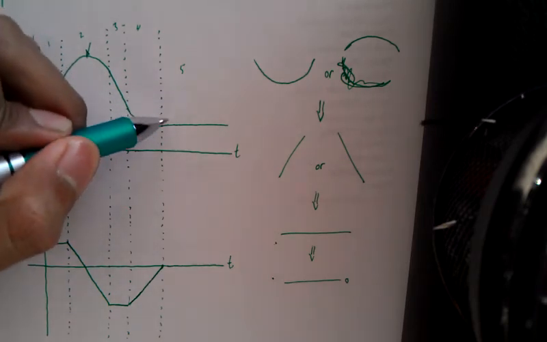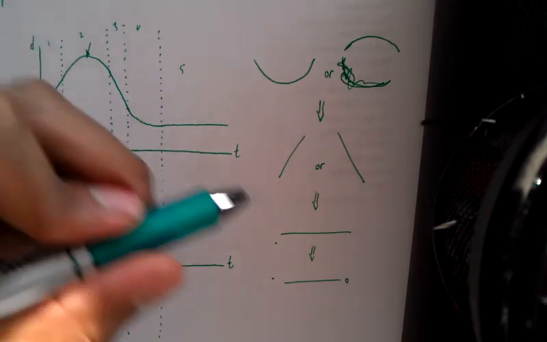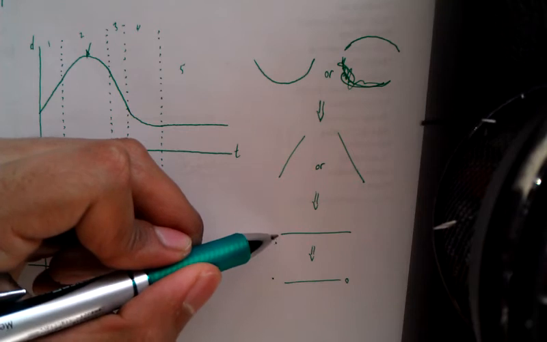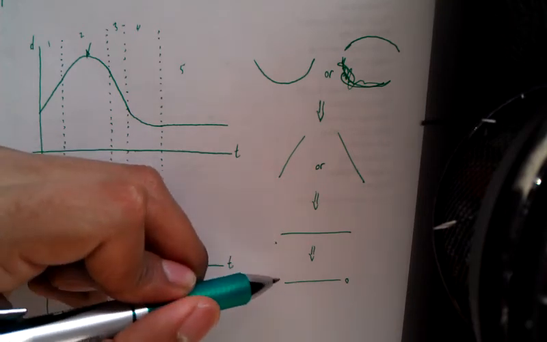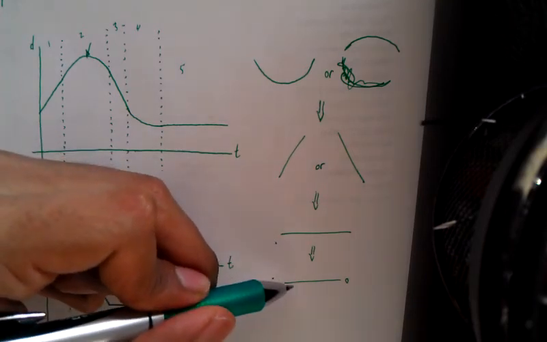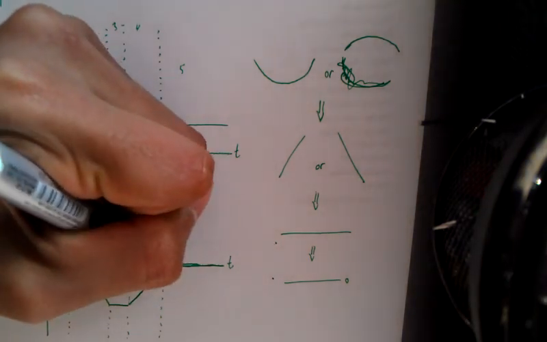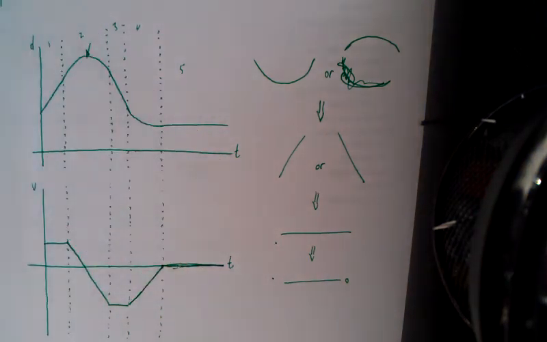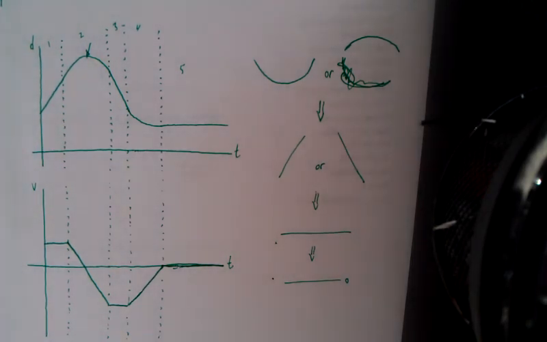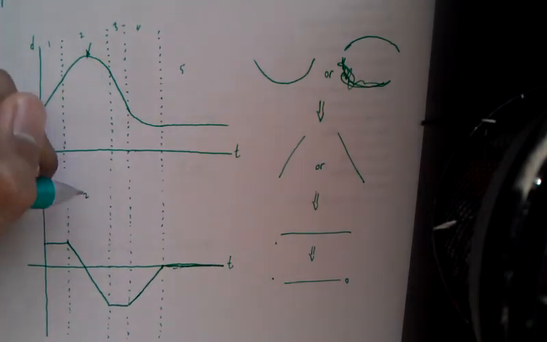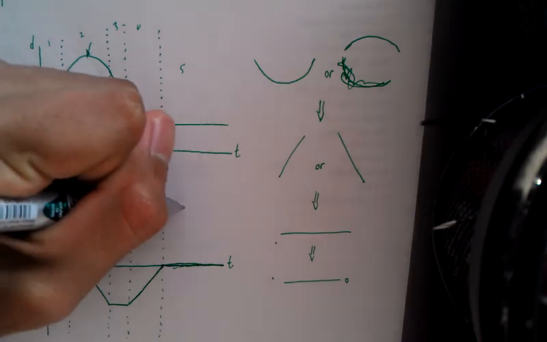And then finally, section 5 is just a horizontal line. Horizontal line on one graph indicates that on the graph below it, it's a horizontal line at 0. So it's actually going to be right here. So hopefully this all made sense.